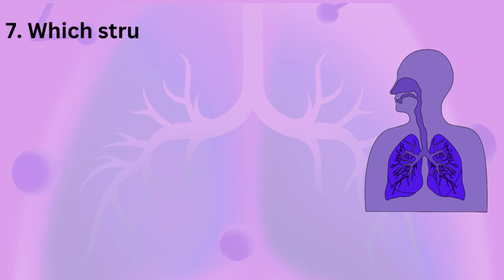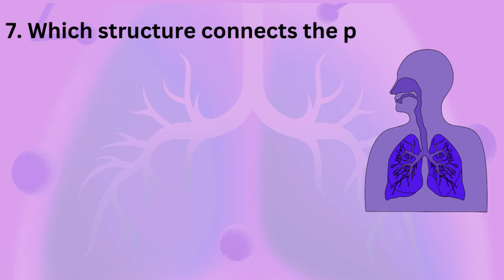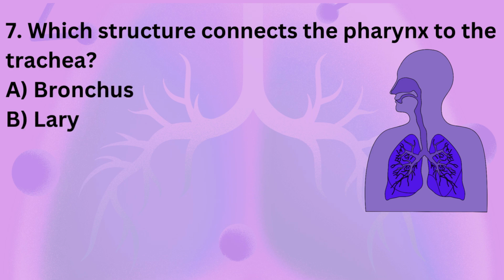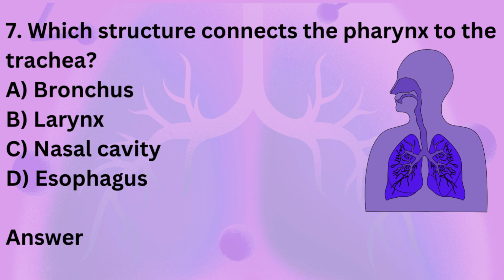7. Which structure connects the pharynx to the trachea? A. bronchus. B. larynx. C. nasal cavity. D. esophagus. Answer. B. larynx.